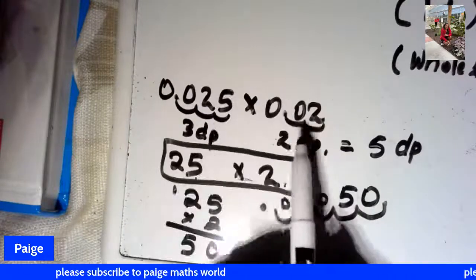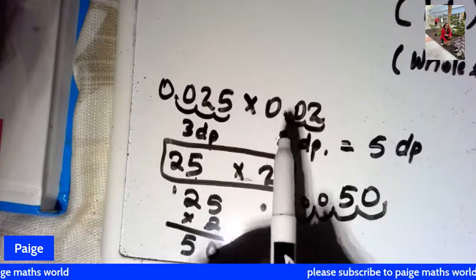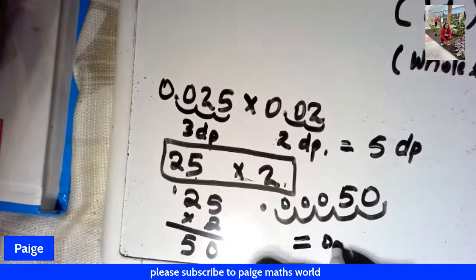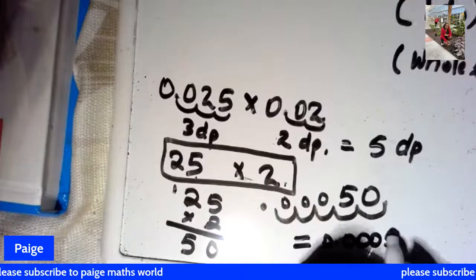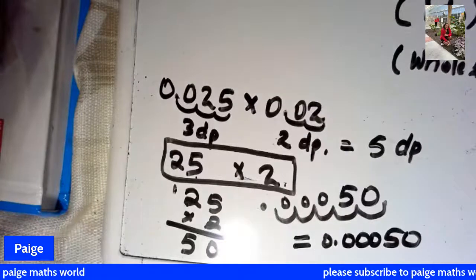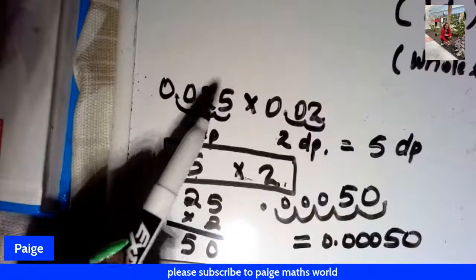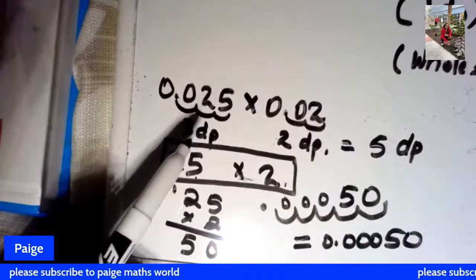So this multiplied: 0.025 multiplied by 0.02, the answer is equal to 0.00050. That's your answer. As I said to you guys, you are not allowed to use a calculator when you're doing this.